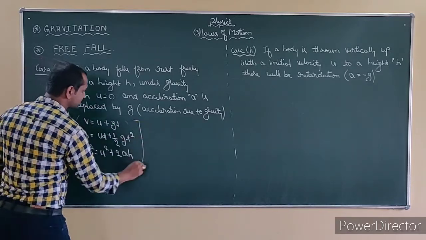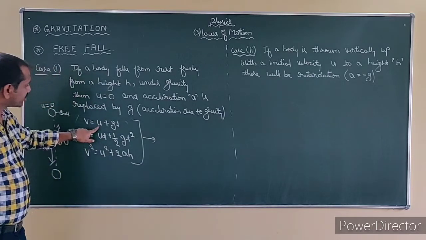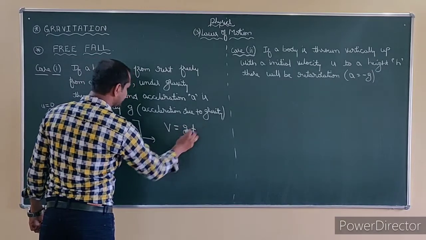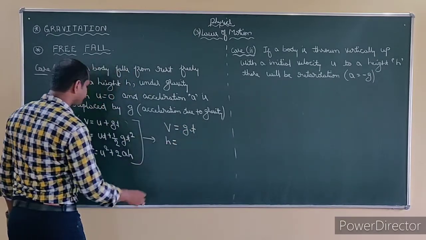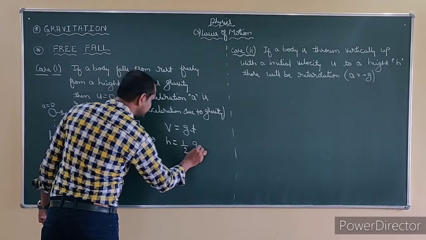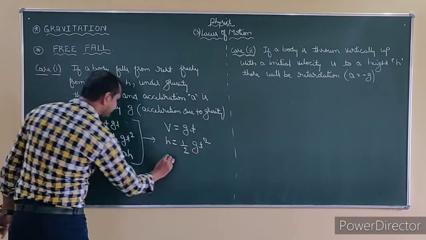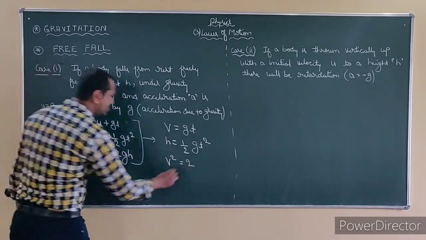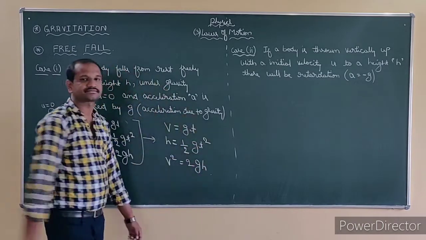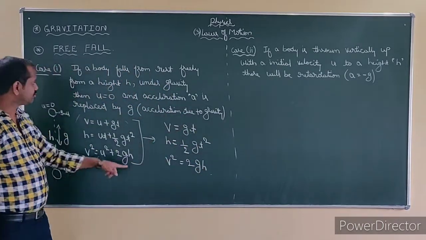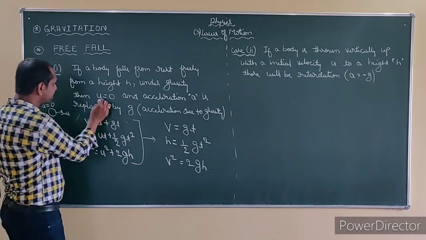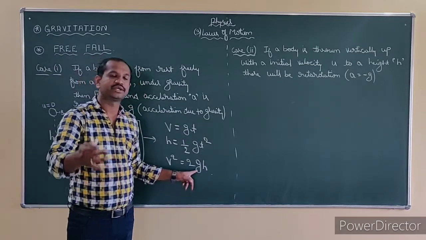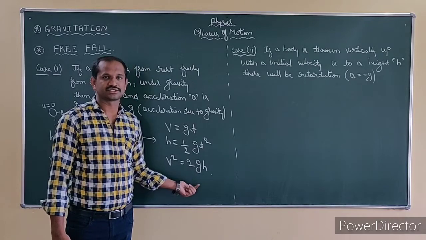Instead of putting 0 everywhere, we can directly write v is equal to gt, right? Then h is equal to half gt square. Then v square is equal to 2gh. These are the three equations of motion under gravity when initial velocity is 0. Remember this in the numericals. When you are doing numericals, we can make use of these equations of motion directly.